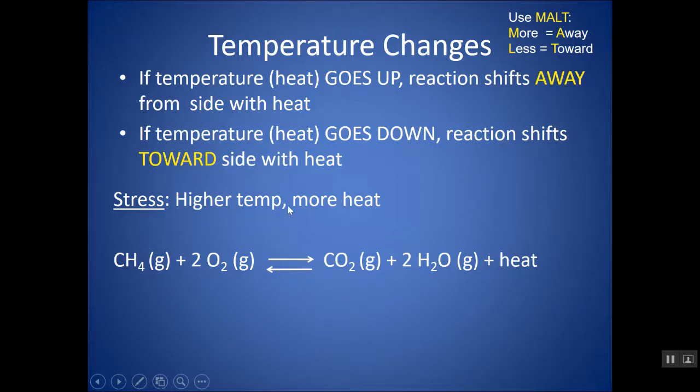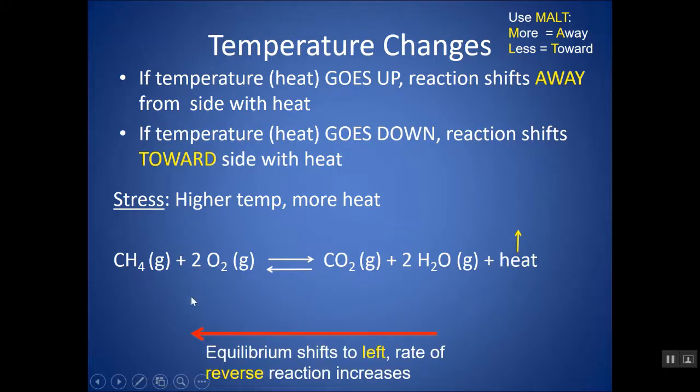So if I have a higher temperature, I would think of that as being more heat. If I have more heat, the reaction shifts away from it. The reaction would shift to the left in order to reestablish equilibrium. If it shifts to the left, what's going to happen to the reactants? They're going to be made, so they go up. What's going to happen to the products? They are going to be used up, so they go down. And if heat is now being used up, that would eventually bring the temperature back down. So it makes sense. This is counteracting the stress. I'm really just treating heat as a reactant or a product.